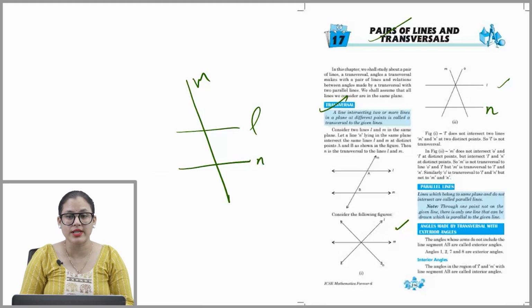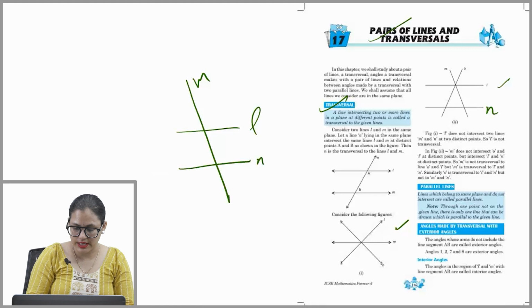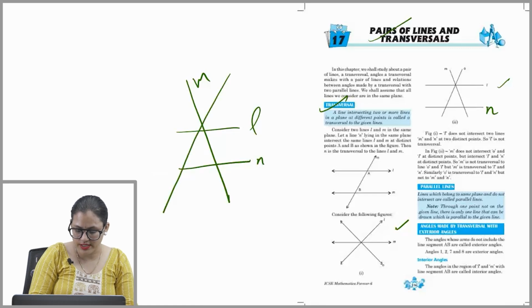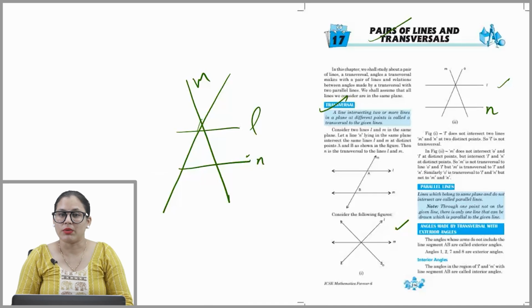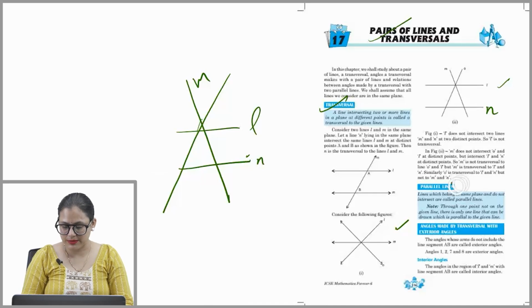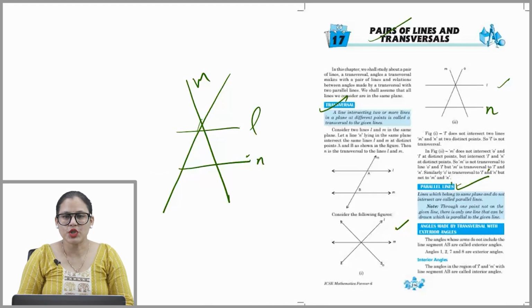Similarly, O is a transversal to L and N. This line O is a transversal to L and N, but not to M and N. Next, parallel lines. Lines which belong to the same plane and do not intersect are called parallel lines. Note, through one point not on the given line, there is only one line that can be drawn which is parallel to the given line.